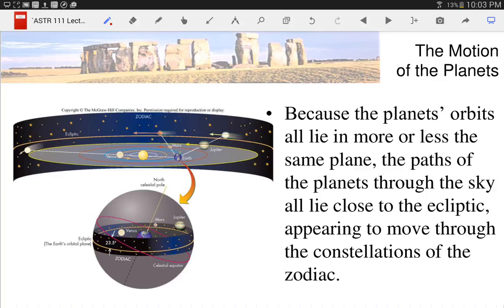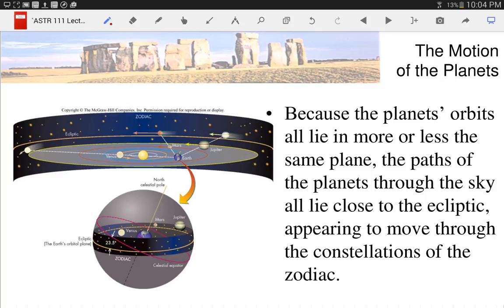Pluto, by the way, not a planet, so my statement is factual. Pluto is also tilted by a fair amount because it has a really big orbit. It does go fairly far below and above our orbit. So because all the planets are pretty much in that same plane, if you look up in the sky, they all appear to be going on the same path. And so you can look up in the sky and see the planets forming what looks like a line.